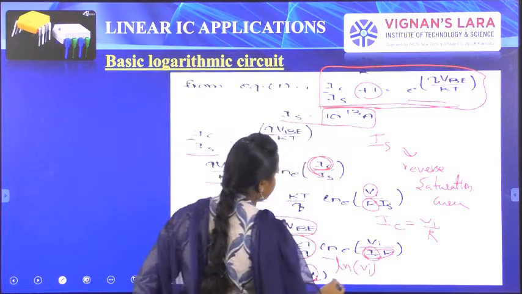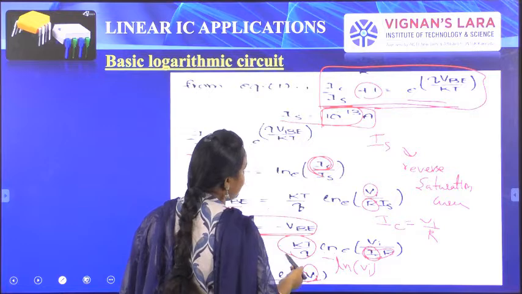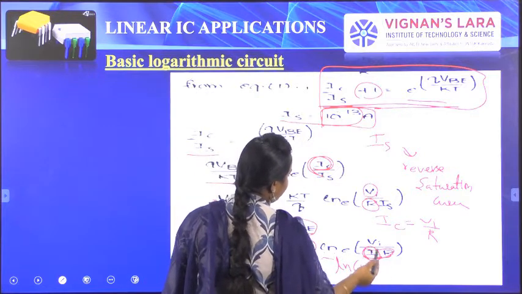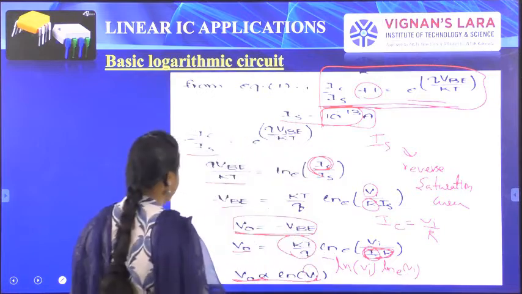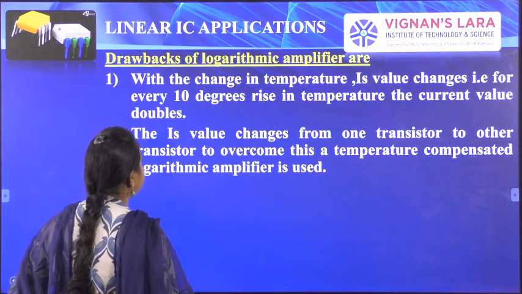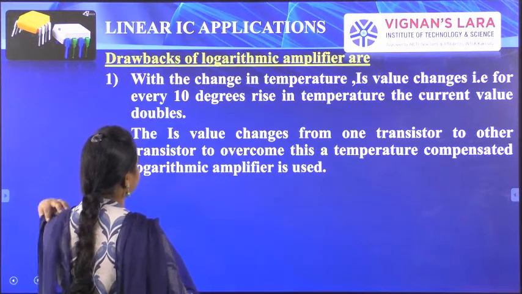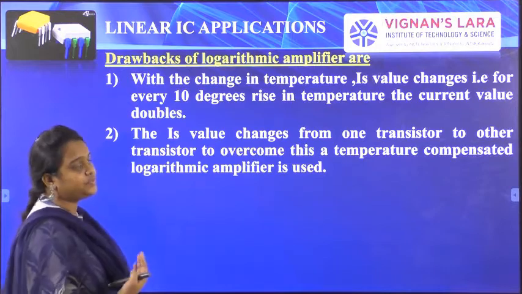IS means reverse saturation current. It is 10 to the minus 13 amperes. It is very small, so we can ignore the denominator. ln e of Vi we can finally get from the V0. So, drawbacks of the logarithmic amplifier circuit. By using the logarithmic amplifier circuit, these are the drawbacks.